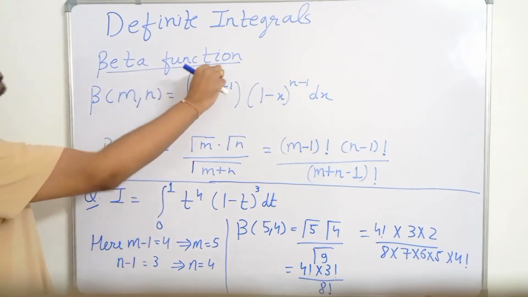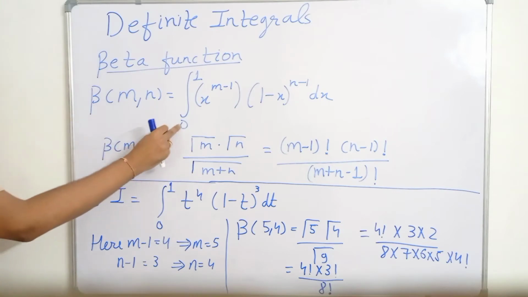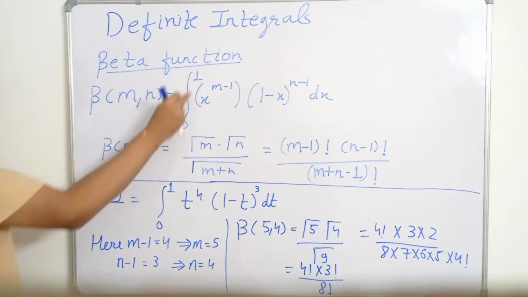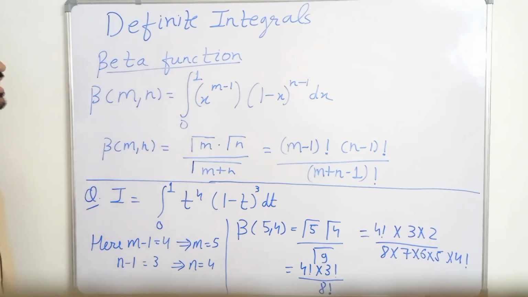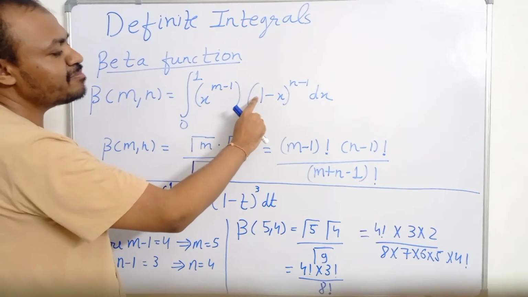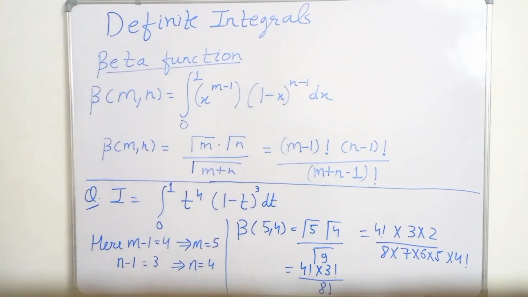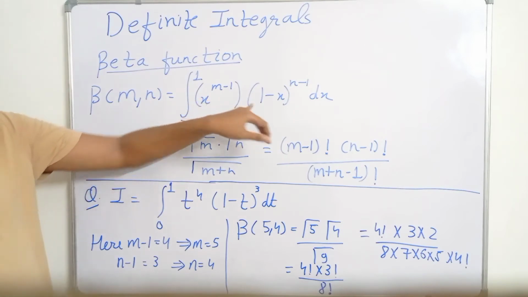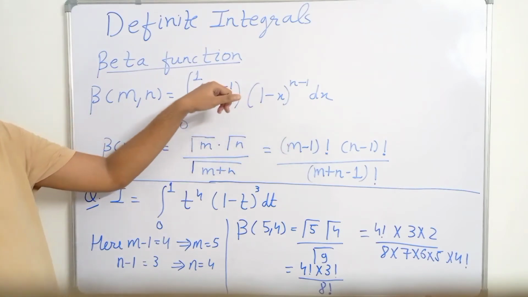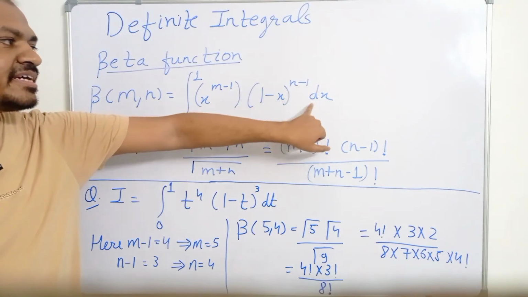The beta function is given as beta of m comma n is equal to the integral from 0 to 1, where 0 and 1 are the limits of the integration, of x to the power of m minus 1 multiplied by 1 minus x to the power of n minus 1 dx. So one term is x, another term is 1 minus x, and the power here is m minus 1 and here is n minus 1, dx.